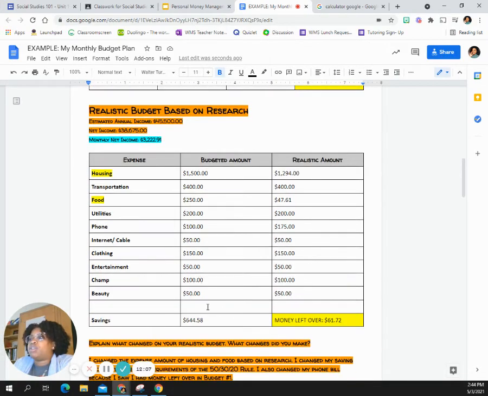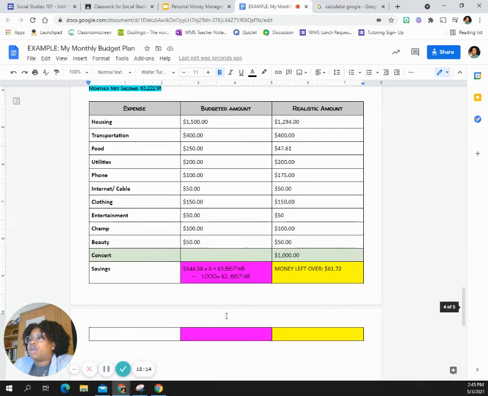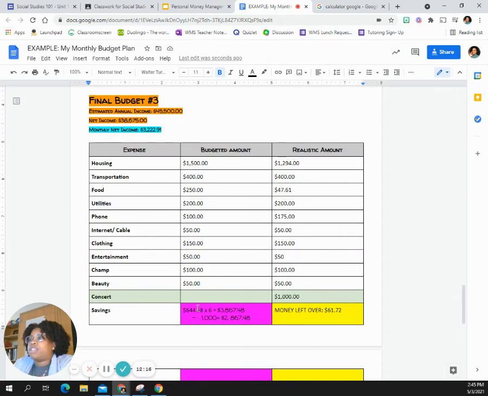In budget number 2, you had a 20% savings cost, which is here. All you're going to do is take this amount, multiply it by 6, and it will give you how much your budgeted amount for savings should be in 6 months. That's where the 6 comes from.